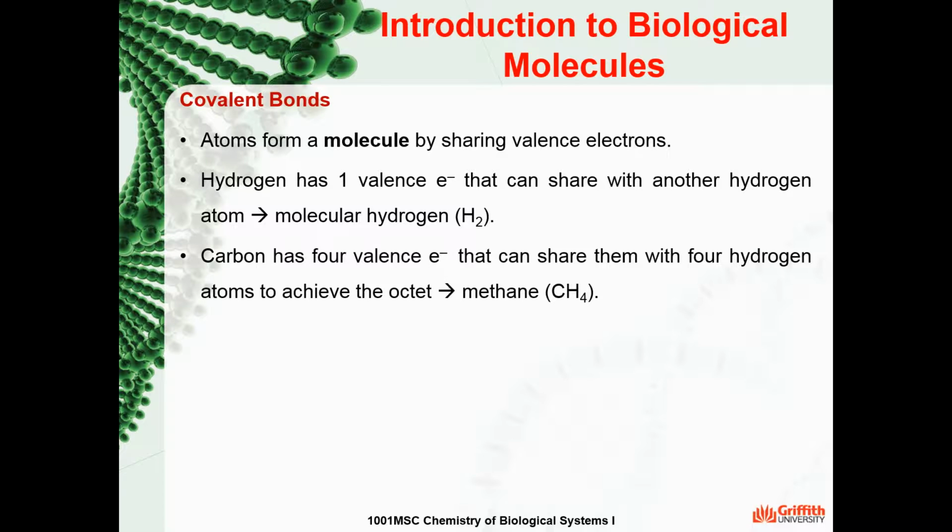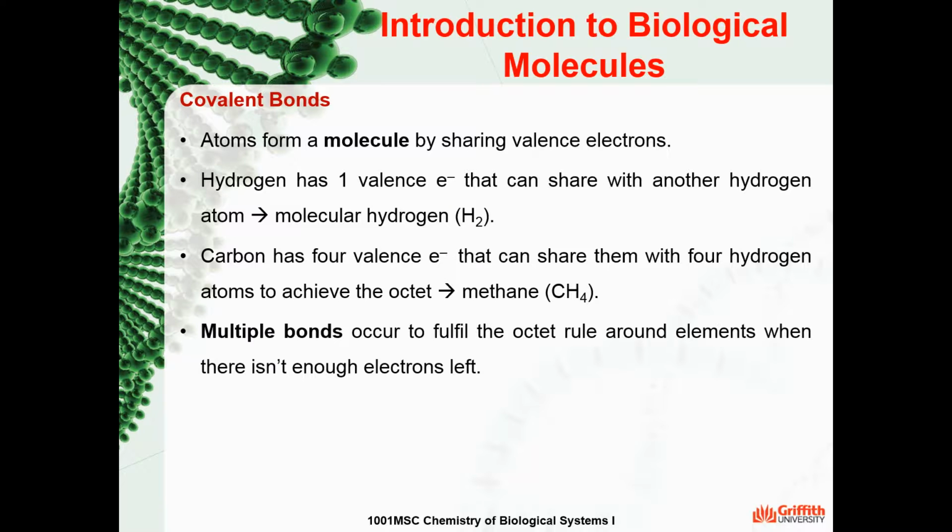Carbon has 4 electrons in its valence shell, but needs 8 to achieve stability. Hydrogen has 1 electron, but needs 2 to achieve stability. By forming a molecule of methane, CH4, a carbon atom shares 4 pairs of electrons with 4 hydrogen atoms. Multiple bonds occur to fulfill the octet rule around elements when there are not enough electrons left. The elements can then form multiple bonds by sharing 2 or 3 pairs of electrons between 2 atoms.